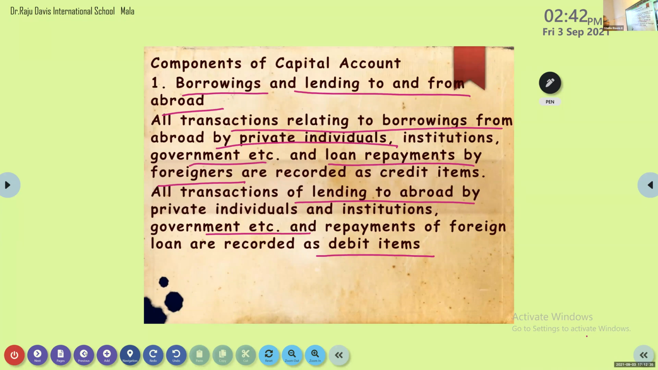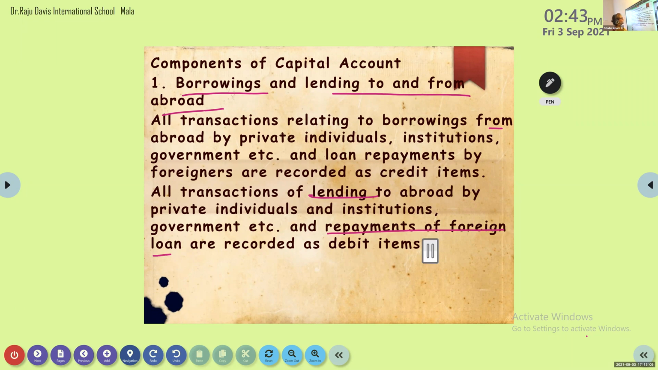I told you in the capital account, we have borrowings and lending to and from abroad. All the transactions relating to borrowings between private individuals, institutions, government. At the same time, the loan repayments, everything is recorded as credit items. All the transactions which are lending to, it may be to private individuals, institutions, or government. So this lending, repayment of foreign loan are recorded on the debit side.